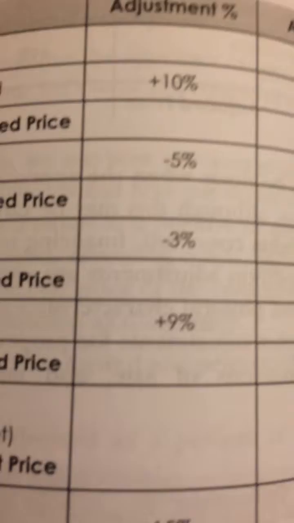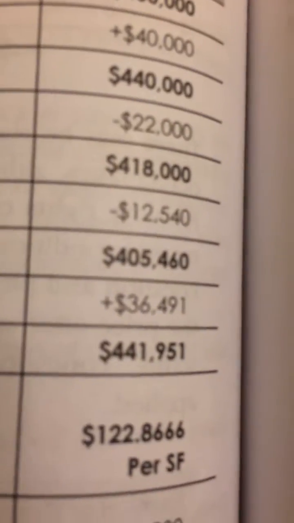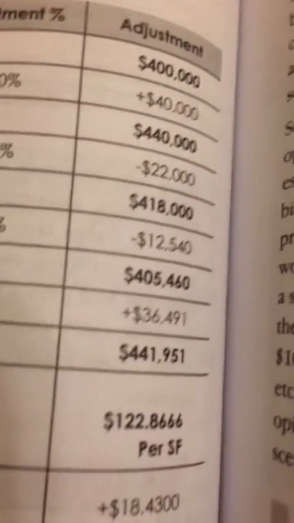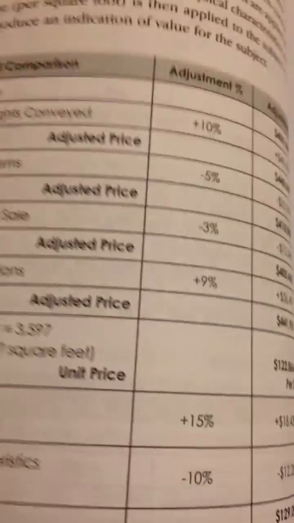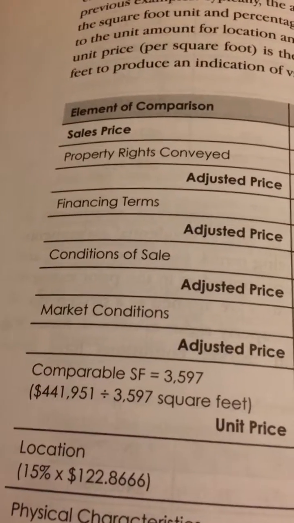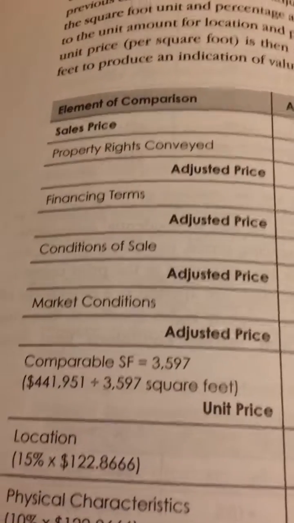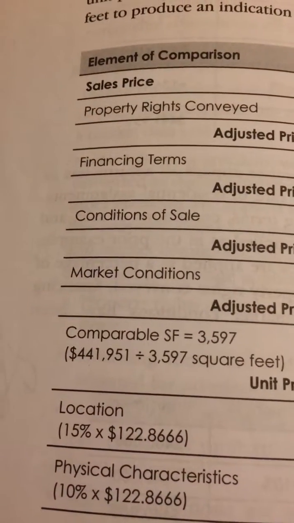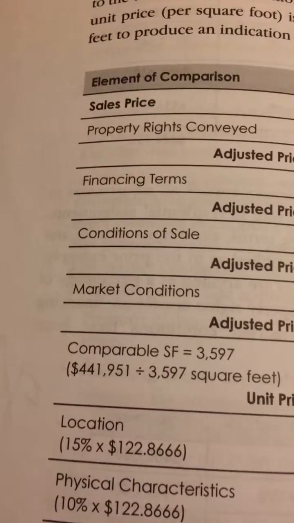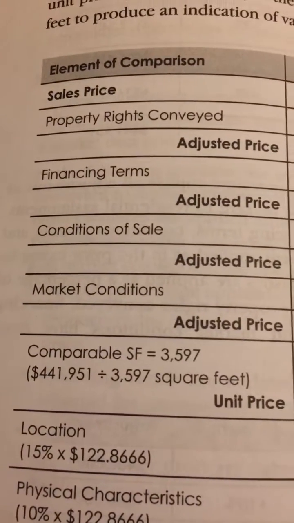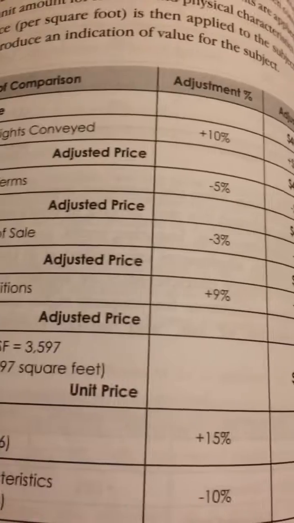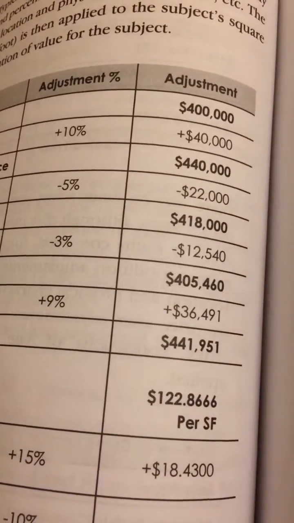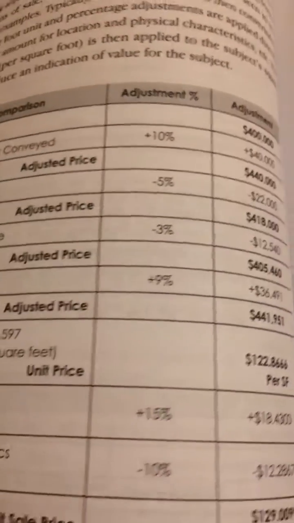Market conditions, plus 9%, plus $36,491. Adjusted price, $441,951. Comparable square foot equals 3,597. $441,951 divided by 3,597. Unit price, $122.86 per square foot.